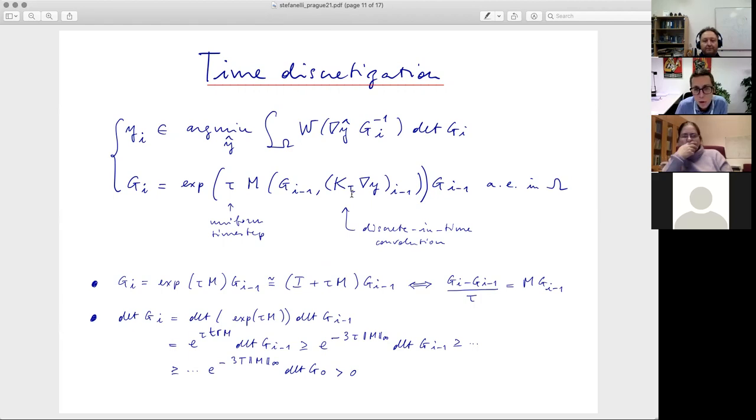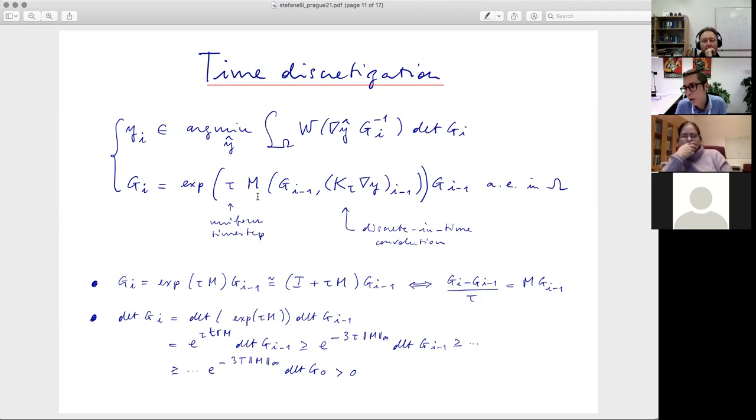An interesting point is that we found it practical to use this exponential scheme. So you see here, this is the exponential of this tensor. I take the matrix M, I multiply by tau, and I apply the matrix exponential. And with this one, I get the new g_i.